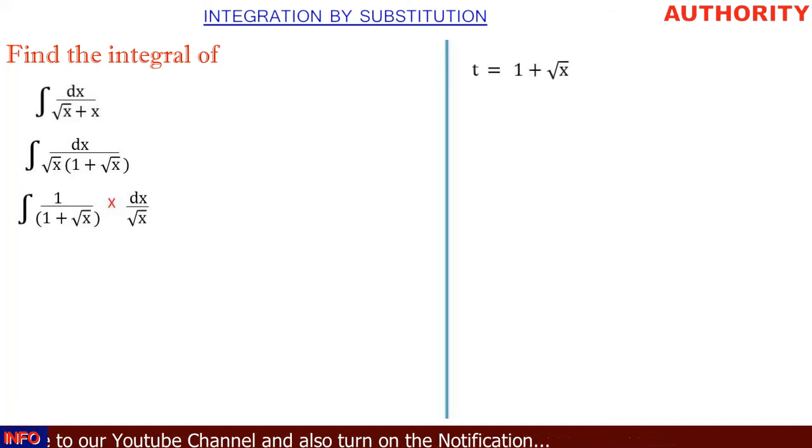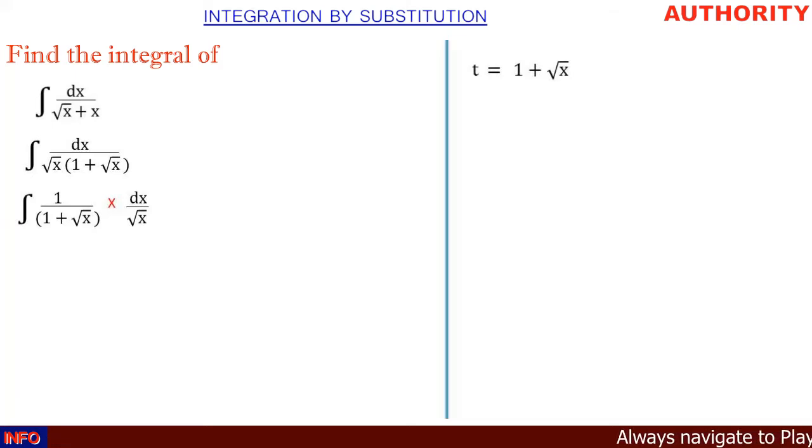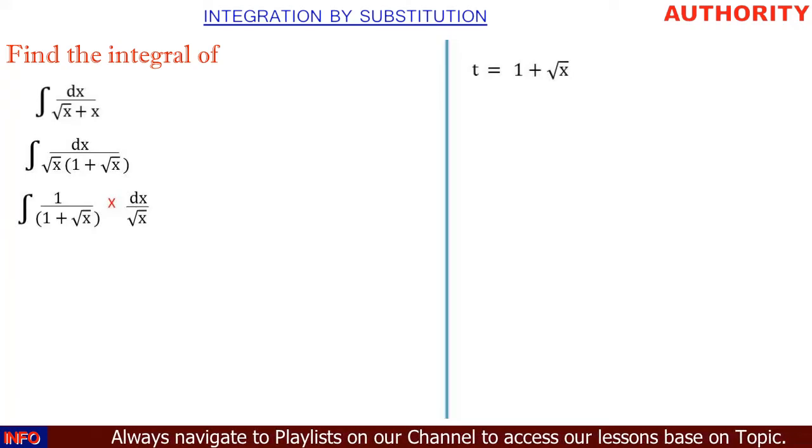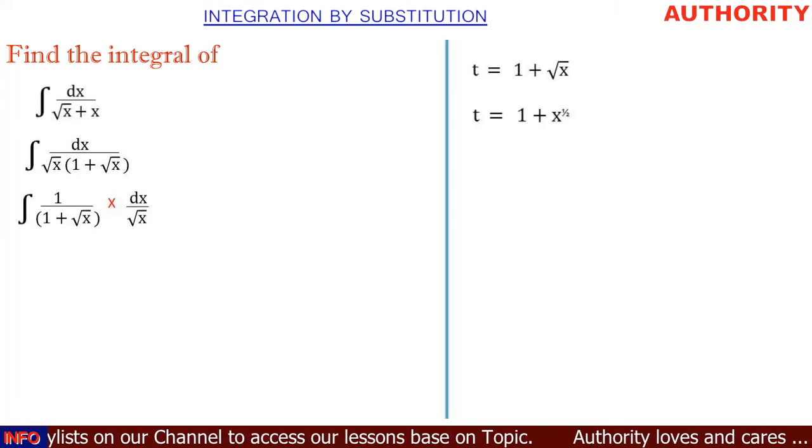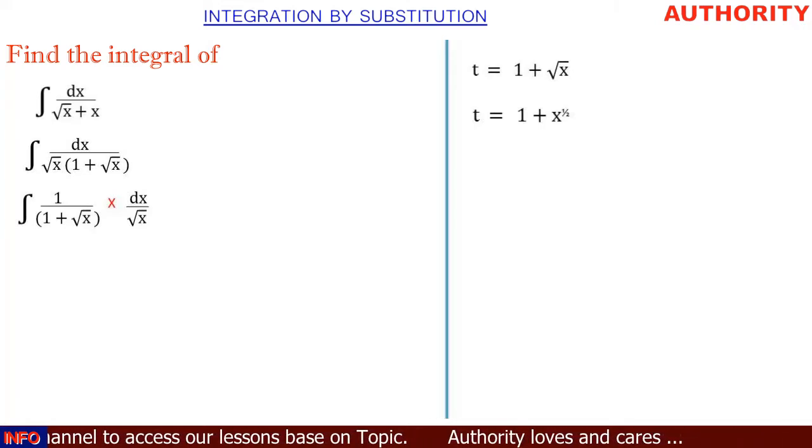Now from here, we make use of a simple substitution. We're going to say let t equal to 1 plus square root of x. So we're going to replace 1 plus square root of x with a letter t. Now, this function t that we have, we are going to differentiate with respect to x. This t is 1 plus square root of x. Now this square root of x can be written as x raised to power 1 all over 2. Is that true? Yes.